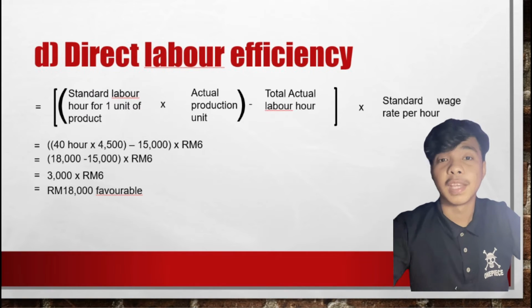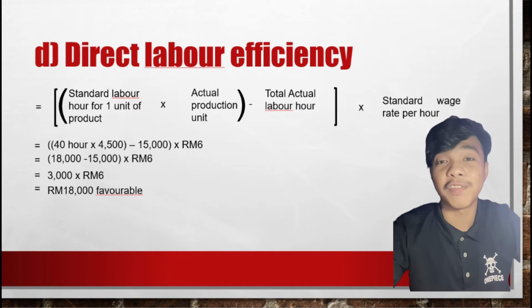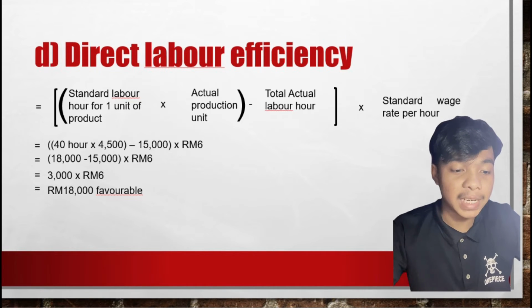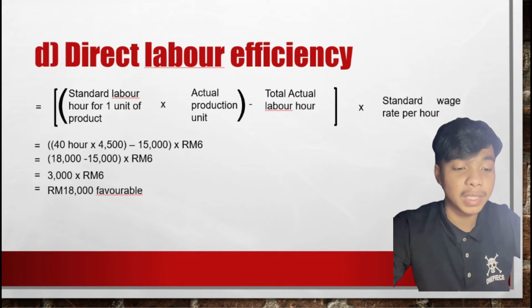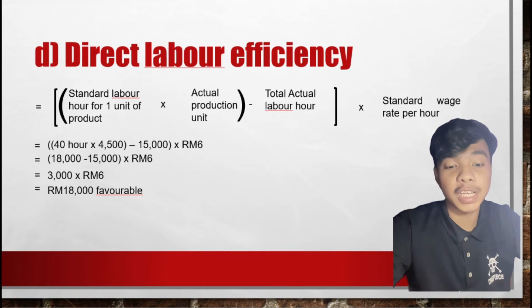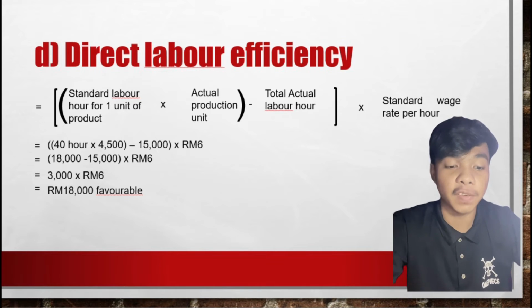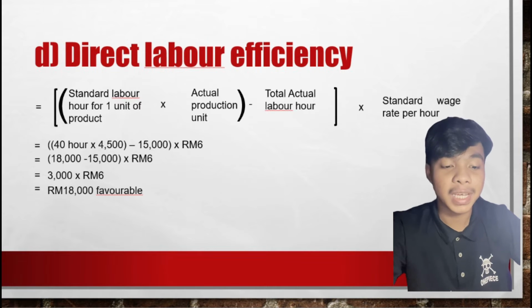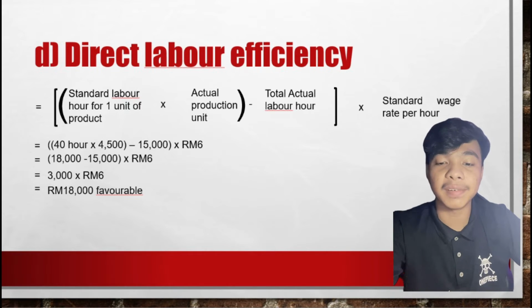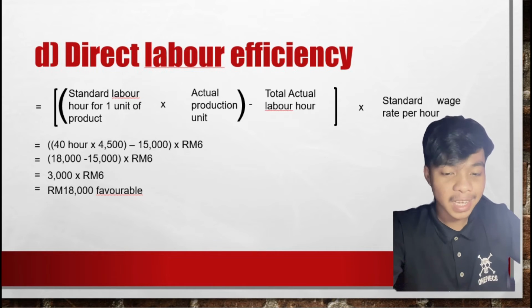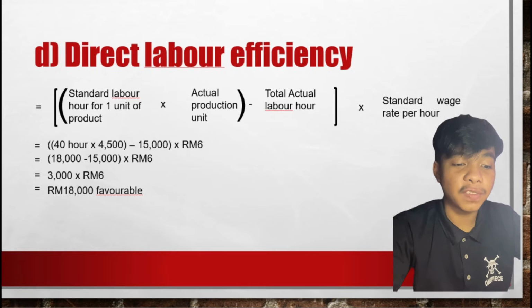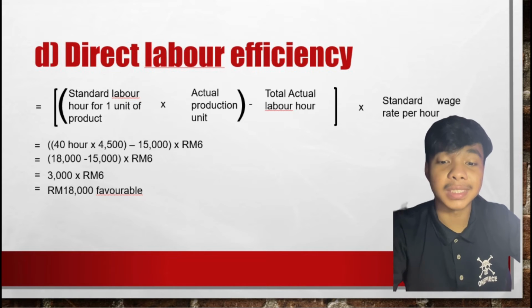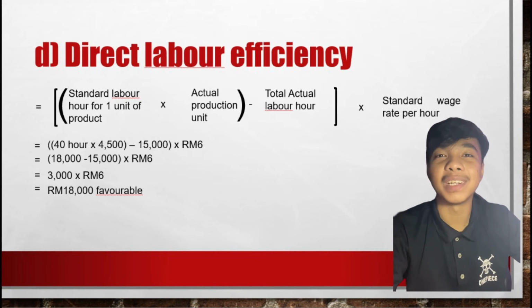Thank you. Hello guys, my name is Shazwa and today I will present about direct labor efficiency. For the direct labor, we use a formula: standard labor hour for 1 unit of product, which is 4 hour, times with actual production unit which is 4,500, minus with the total actual labor hour is 15,000, and times with the standard wage rate per hour which is RM 6, and we get 18,000 minus with 15,000, and we get 3,000, and times with RM 6, which is the standard wage rate per hour, and we get RM 18,000 for favorable. That's all from me. I will pass to next presenter.